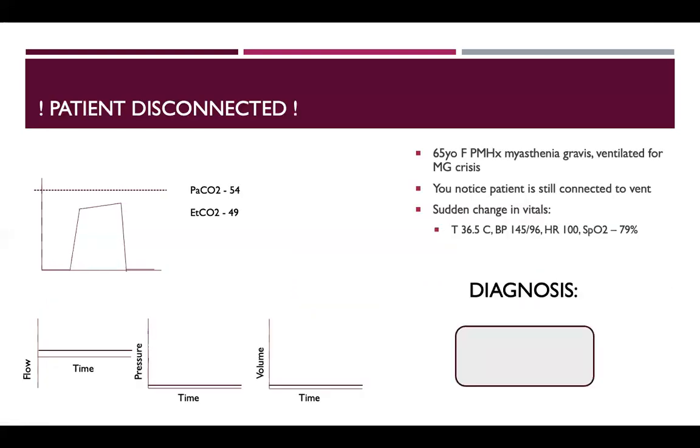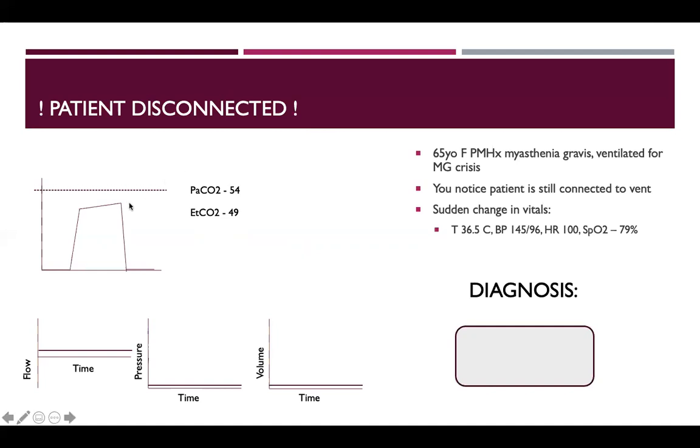Okay. This one, patient disconnected is the warning that you see, but your patient is a 65-year-old female with myasthenia gravis coming in for MG crisis, and you notice that the patient is still connected to the vent, but now you see there's a sudden change in her vitals. Her heart rate is now at 100 and she's satting at 79% when before she was fine.